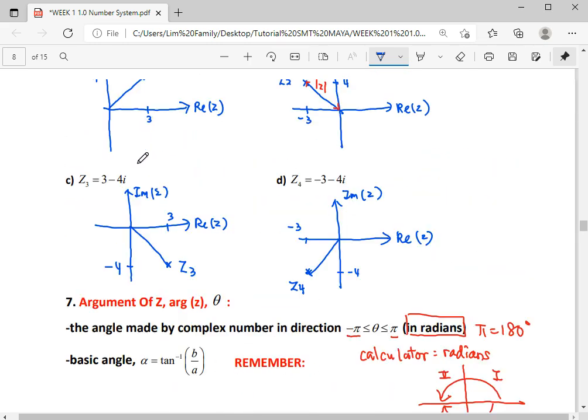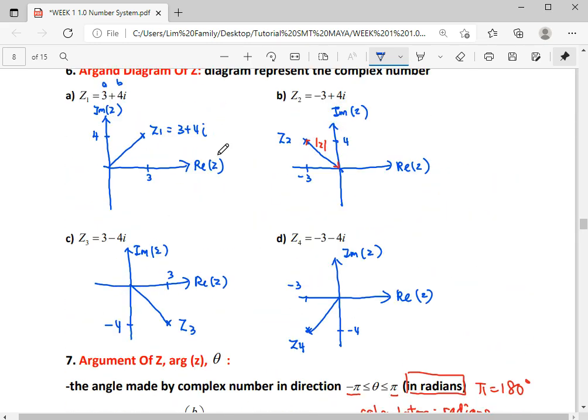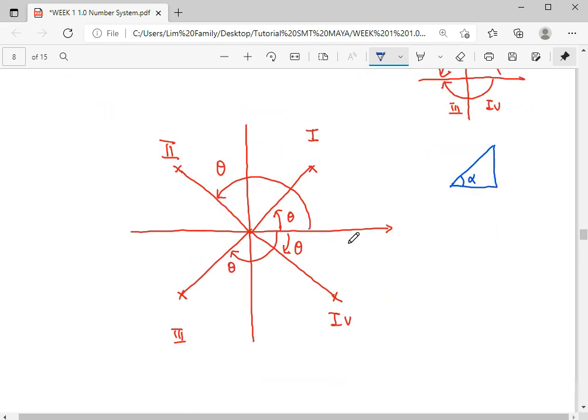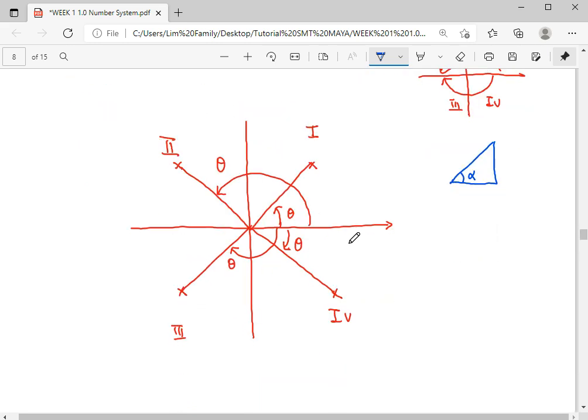Just now, like what we calculated for the modulus of the complex number, this is the triangle we use here. So the angle inside here is your basic angle. It's not the theta yet. So for every quadrant, it will have its own reference triangle.